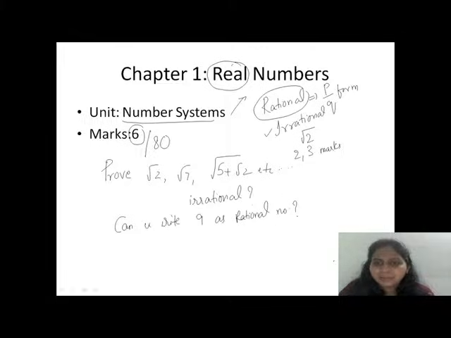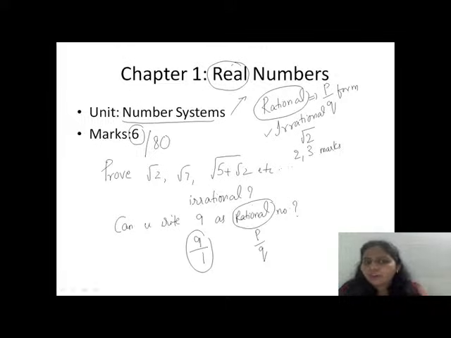9 divided by 1. Yes, we can write the rational number as 9 by 1. Rational means you have to remember that it will be in the P by Q form. You need to write the number in the form of P by Q. So just divide and put 1. It becomes a form of P by Q. So hence, we can write 9 as a rational number like 9 by 1.